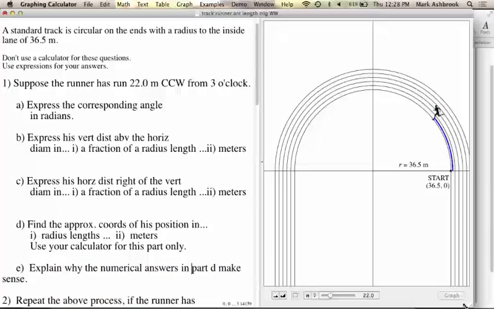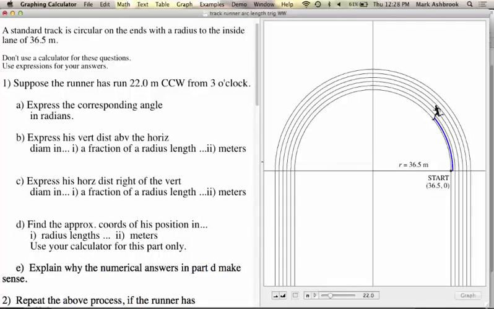I've got a similar situation here. I don't think we started this on Tuesday, did we? No. Okay. Here's a track, and we have a runner starting at the start line here. The runner runs in a circular arc for half a circle. And the radius is 36.5 meters to the inside lane.